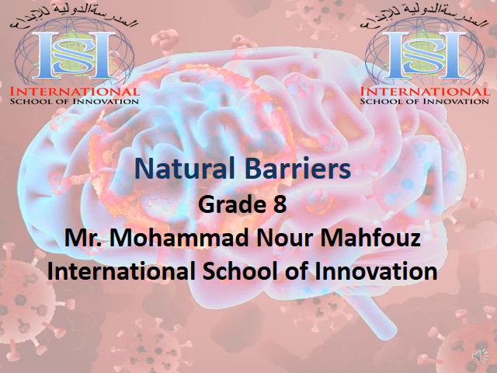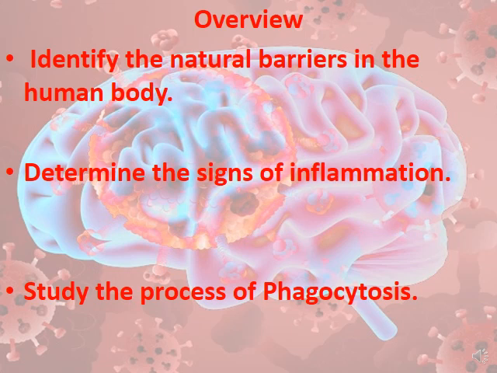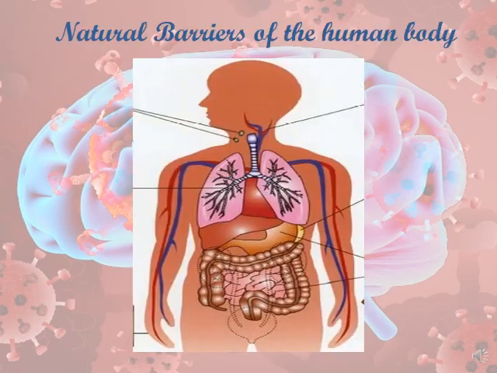Hello, grade 8 students. In this video, we're going to talk about our new lesson, which is about the natural barriers. We will identify the natural barriers in the human body. We will determine the signs of inflammation, and also we will study the process of phagocytosis.